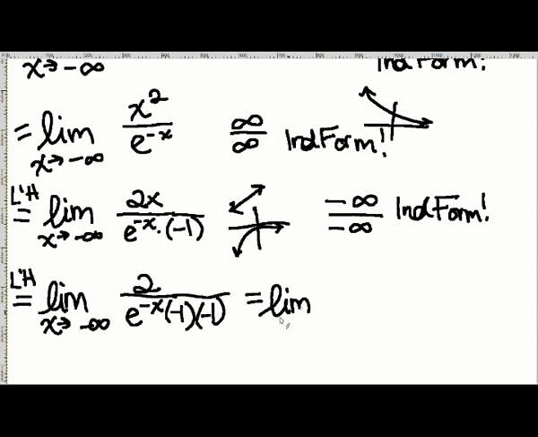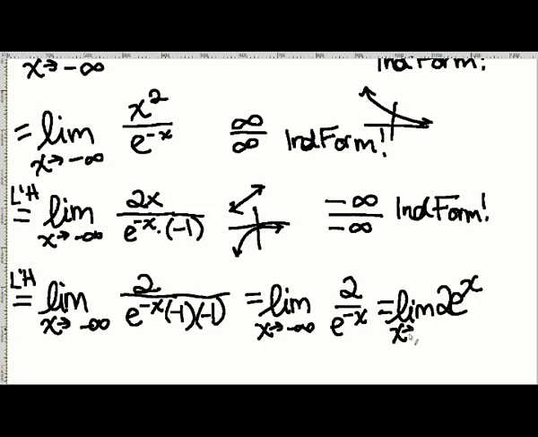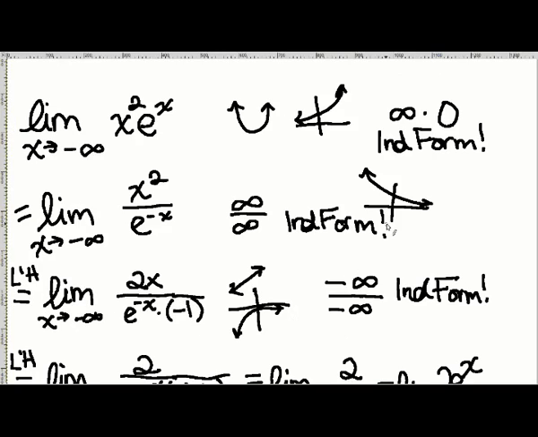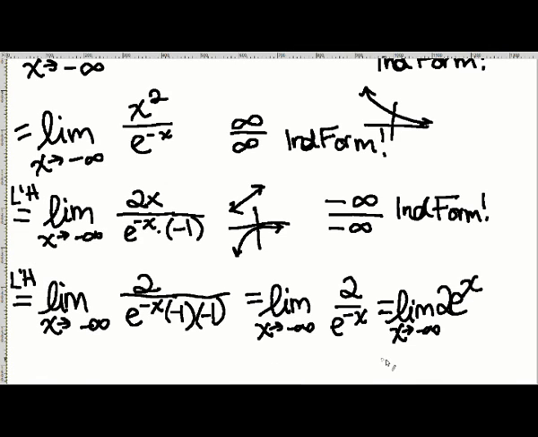So now I'm looking at the limit as x goes to minus infinity of 2 over e to the minus x, or, bringing that back to the numerator, 2 e to the x. Well, here's our graph of e to the x. As x goes to minus infinity, this function goes to 0, so direct substitution yields 2 times 0, or 0. And that's our final answer for this limit.